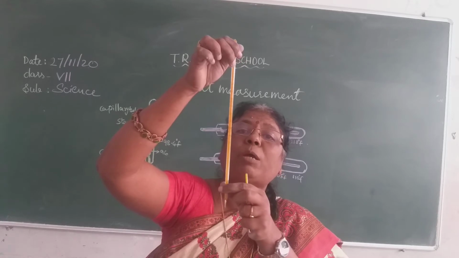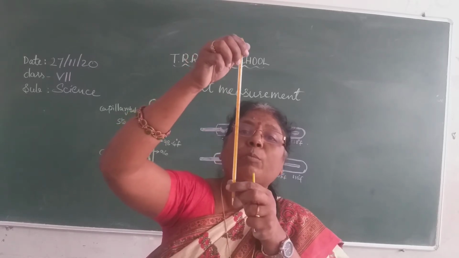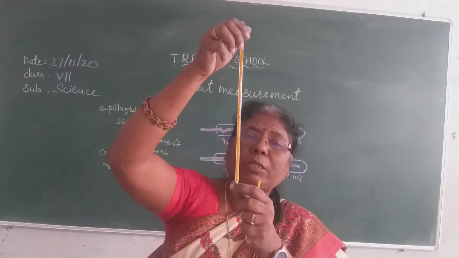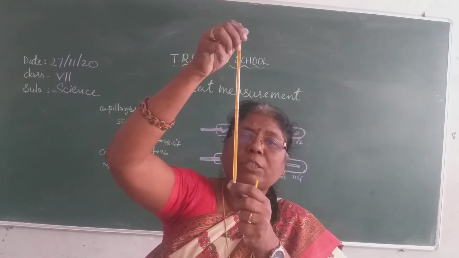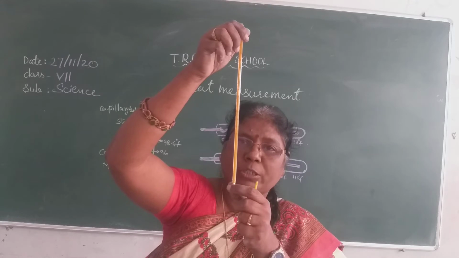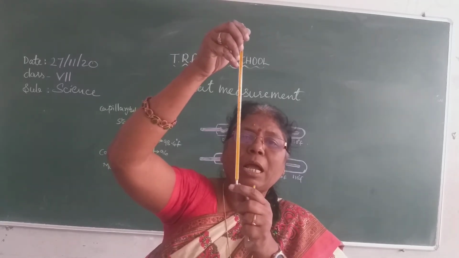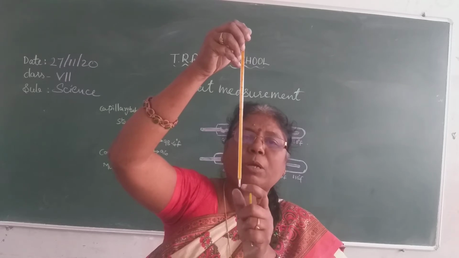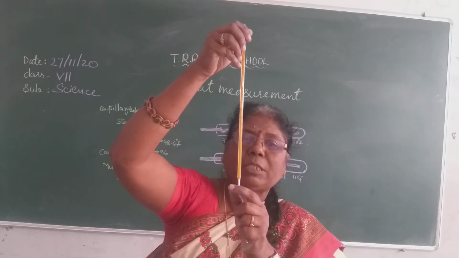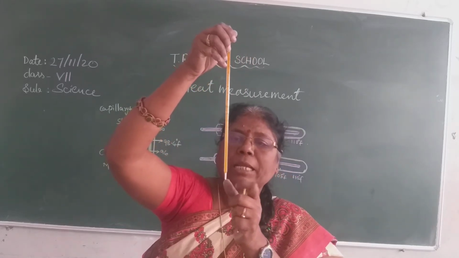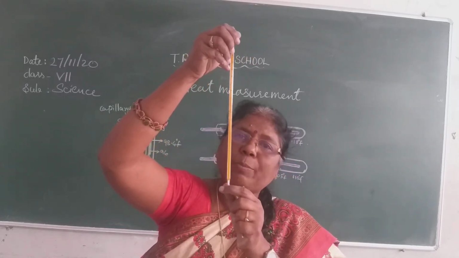Make your own thermometer. Take the ice cubes in a bowl. Keep this thermometer in them. Always the bulb of the thermometer should be in close contact with the object which you are going to measure. Understood? So keep this thermometer in the ice cubes, with the bulb in close contact with the ice cubes. Now, when the ice starts melting, note down the temperature.